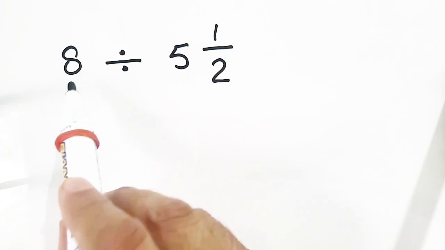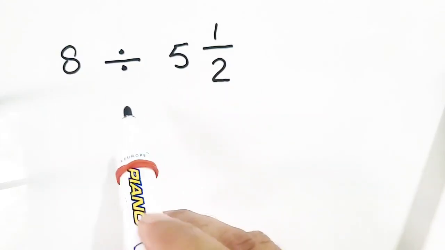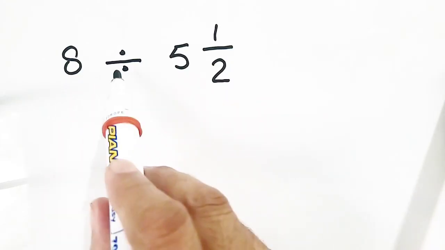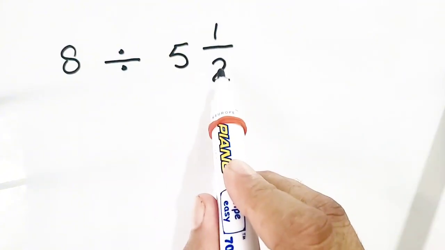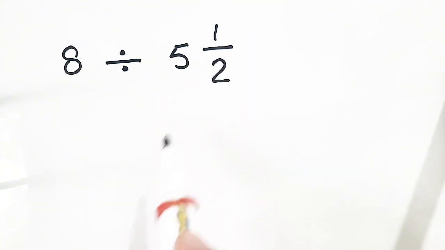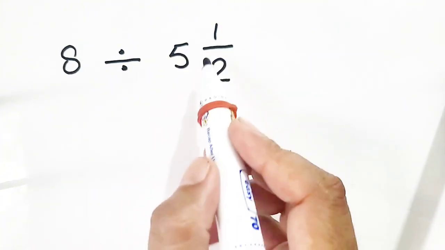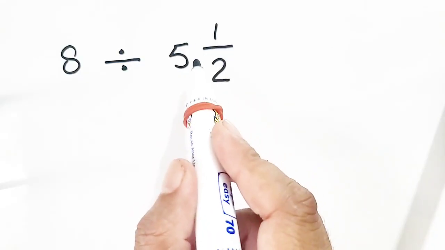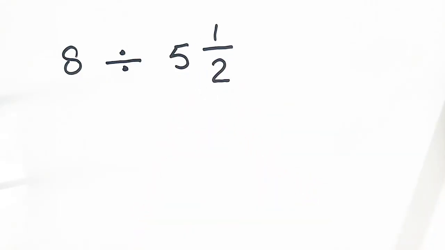I am here with a new mathematical problem, which is 8 divided by 5 whole 1 by 2. So first of all, we will convert this mixed number into a proper fraction.